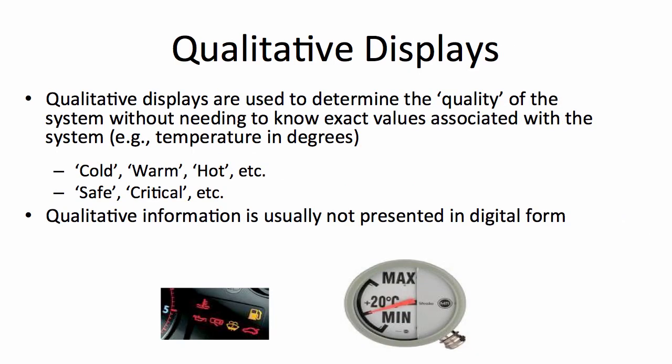In qualitative displays, however, it's not as important to know exactly the value to the fine decimal points. You may just need to know the degree of the value, how warm, how hot, how cold, like in a car. How close are you to being out of oil? You don't need to know exactly the number of liters or fraction of liters that's present in the vehicle. So qualitative is usually not presented in digital form, but in some sort of a dial. Or it may be a toggle if you just need to know that you're low.